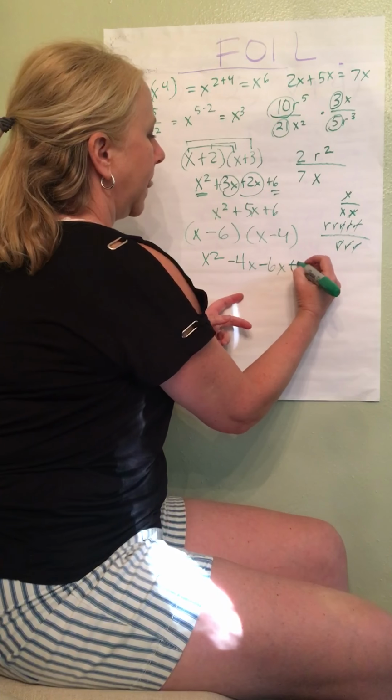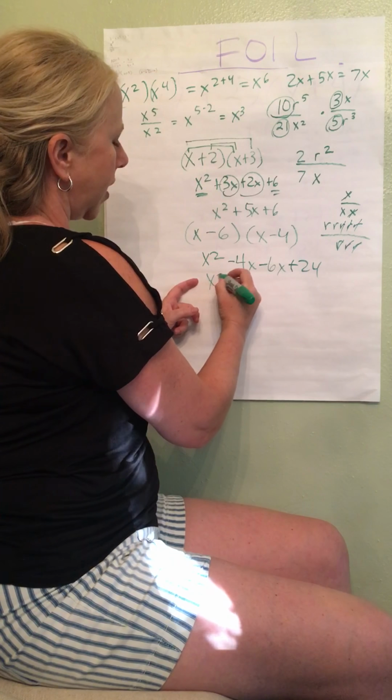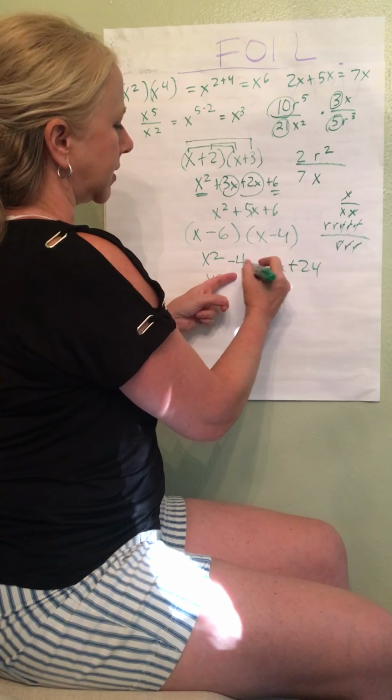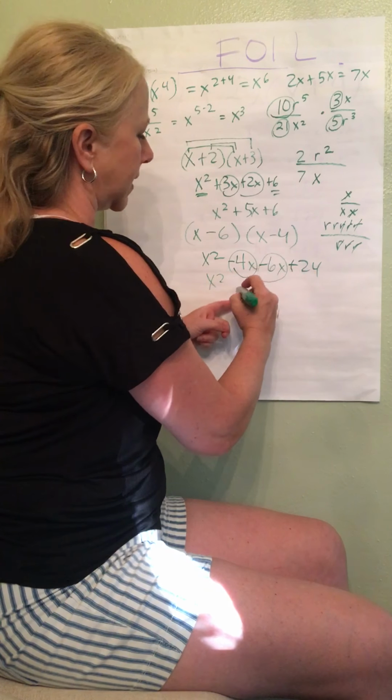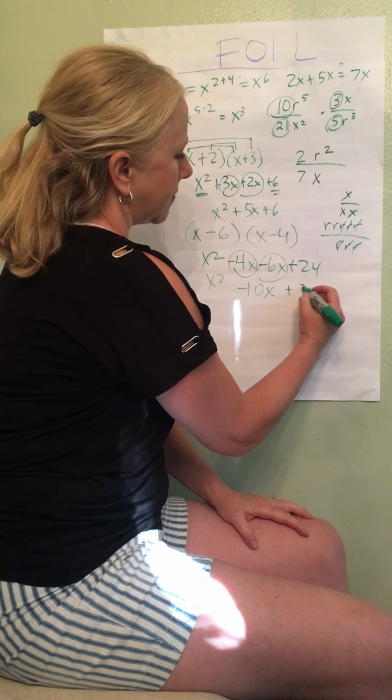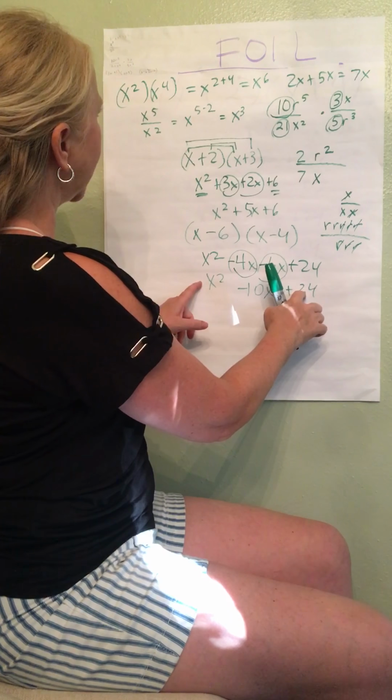Positive 24. Simplify. X squared, no other x squared terms. You got 4x. Is there another term with the x? Yes, there is. What's negative 4x minus 6x? That's minus 10x. And then you just bring down the positive 24. That's your final answer right there.